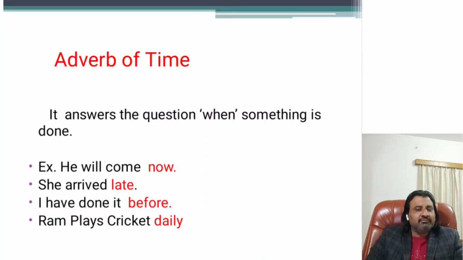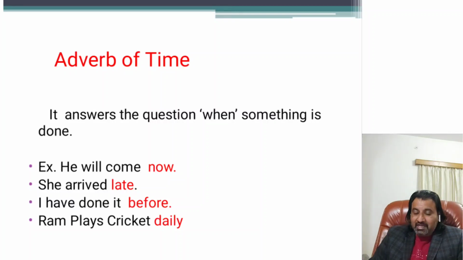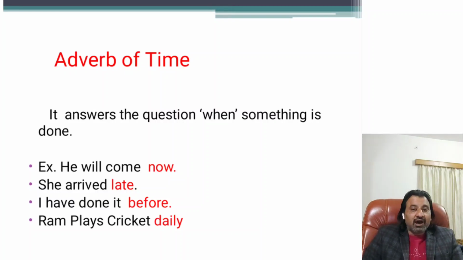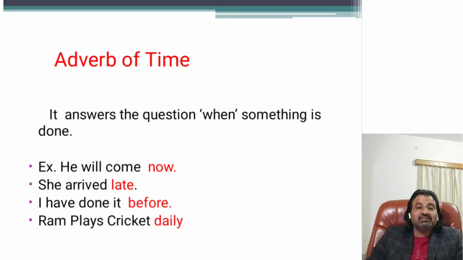I have done it before. So the word before is an adverb. It tells us when I have done it. Ram plays cricket daily. So daily is an adverb which tells us when Ram plays cricket. So this type of adverb, adverb of time, answers the question when something is done.